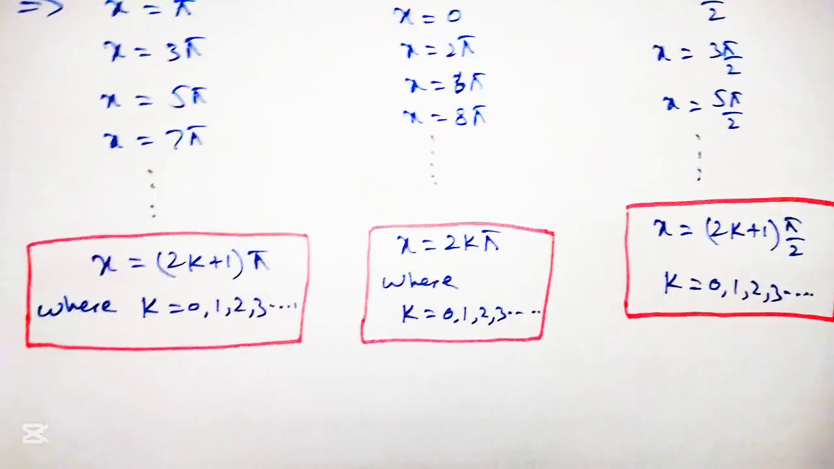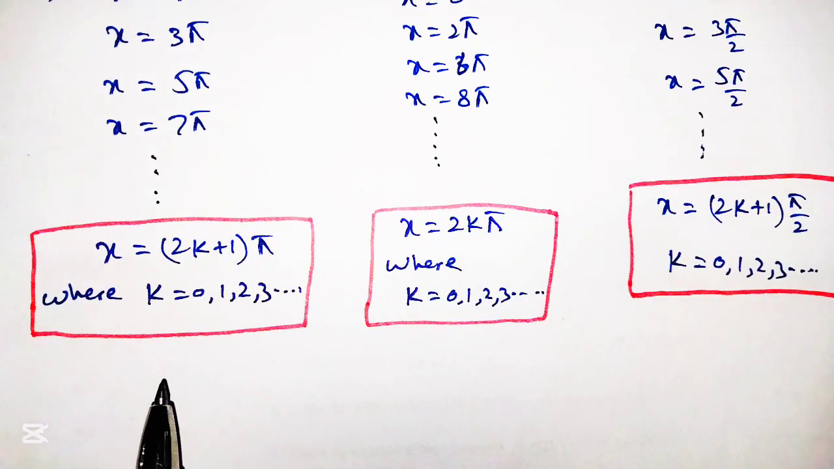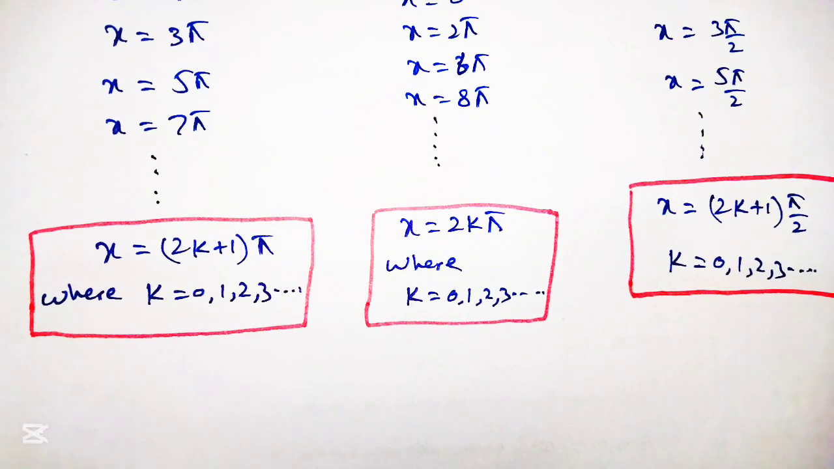So these are the three roots of this given equation in general form, where k is equal to 0, 1, 2, 3 in all these three roots.